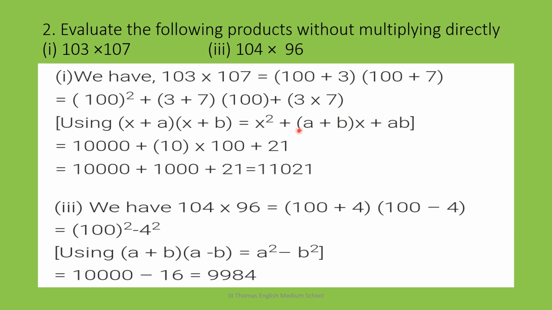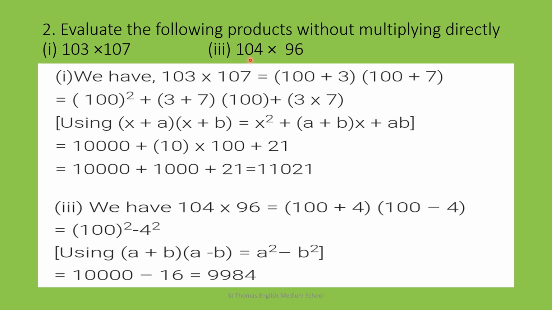Now you just substitute the values in the identity. You will have 100 square plus 3 plus 7 multiplied by 100 plus 3 multiplied by 7. That is 100 square is 10,000 plus 10 multiplied by 100 plus 7 3s are 21. Adding the terms you will get 10,000 plus 1,000 plus 21. That is 11,021.